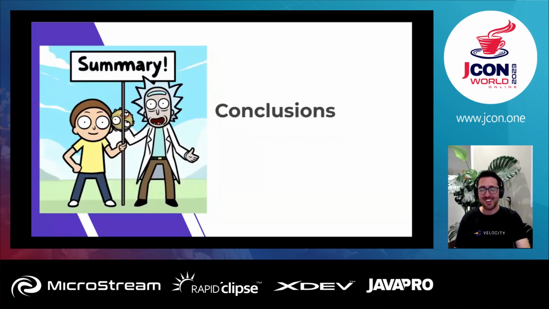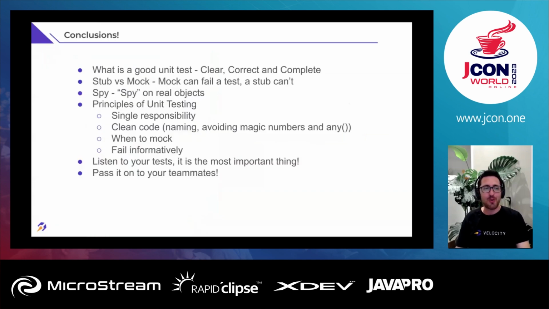So let's get to the conclusions. We talked about what a good unit test is. A good unit test is clear, correct, and complete. We talked about the differences between a stub and a mock, that the mock can fail a test and the stub can't. We talked about spies and real objects. We talked about the principles of unit testing: single responsibility, clean code, naming, avoiding magic numbers, the generating method, the builder. And we talked about when to mock and when not to mock, which is super important. And of course, fail informatively.